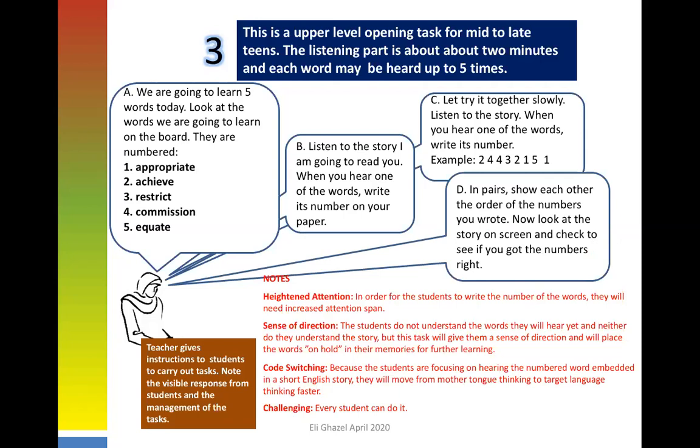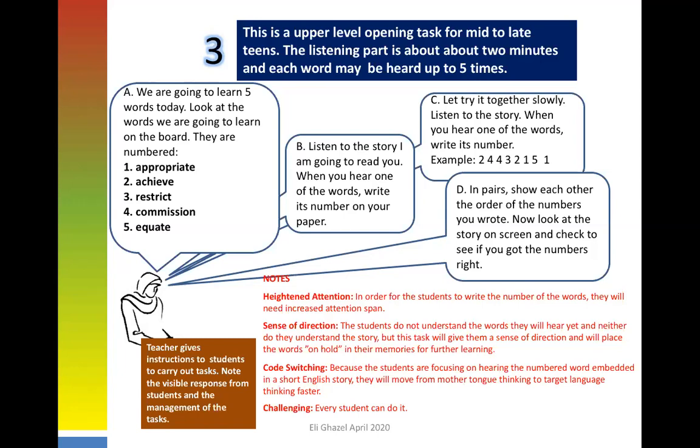Now, if you don't have it on the slide, you can say, open your books to page 85. Look at the text, look at the story. Now look at the words. So notice what you have done. You have heightened the attention. You have given them a sense of direction that this is going to be a vocabulary lesson with these words. You have created code switching, because there is no way you can write the number of the word in a sequence unless you are listening in English and looking at the word in English.